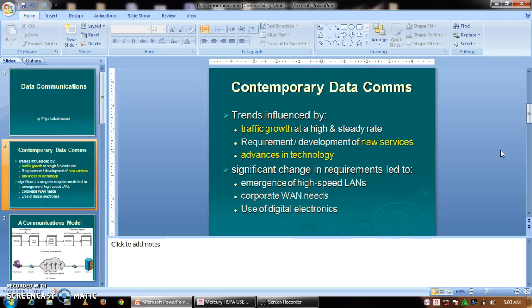Next, some significant changes will lead to improvement in network technology requirements. These include a growing need for high-speed LANs in the business environment to support requirements like centralized server farms, power workgroups, high-speed local backbones, use of digital electronics, etc. This is the basic concept of data communications in high-speed networks.